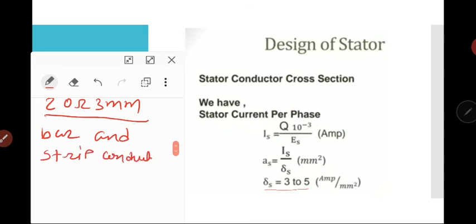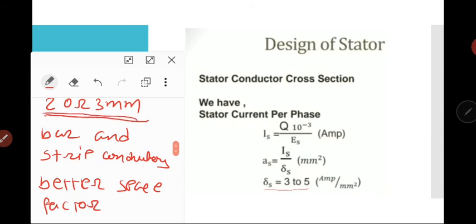Bar and strip conductors give you the better space factor. Which gives you the better space factor? This type of question can be asked in the viva examination as well. The examiner can ask which kind of value or diameter will give you the better space factor. So you can consider bar and strip conductors in between 2 or 3 mm.